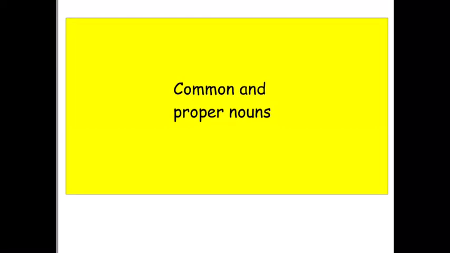Nouns can be divided into two categories. They can be common or they can be proper nouns. We're going to look at both of these in a little bit more detail before looking at some examples.